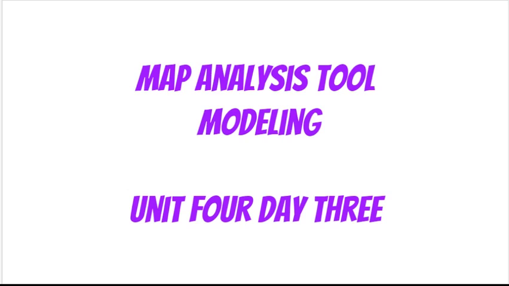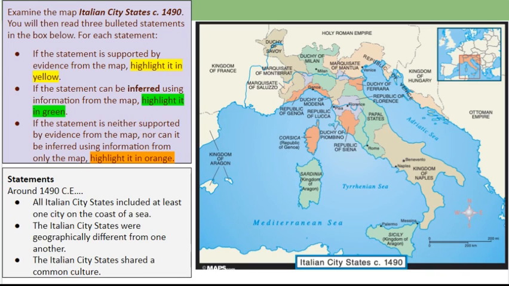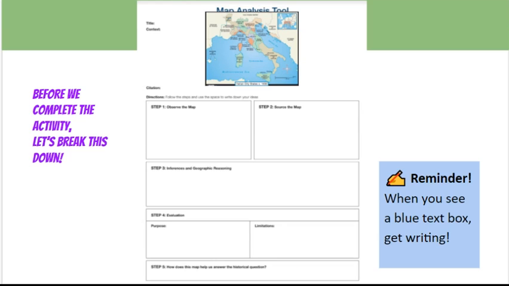Now, you've been learning about Italian city-states. Some of you may not have gotten up to this yet, some of you have. But if you're presented with this in independent work, I know what my first reaction would be. I would see this and go, help! But don't say help. We've got a way to break this down. We're going to take this step by step. We're going to use the map analysis tool. Before we actually complete the activity, we're going to break down the map step by step.